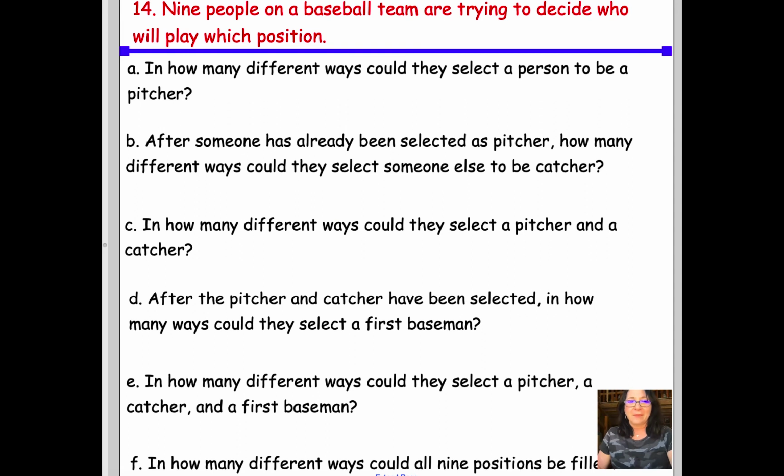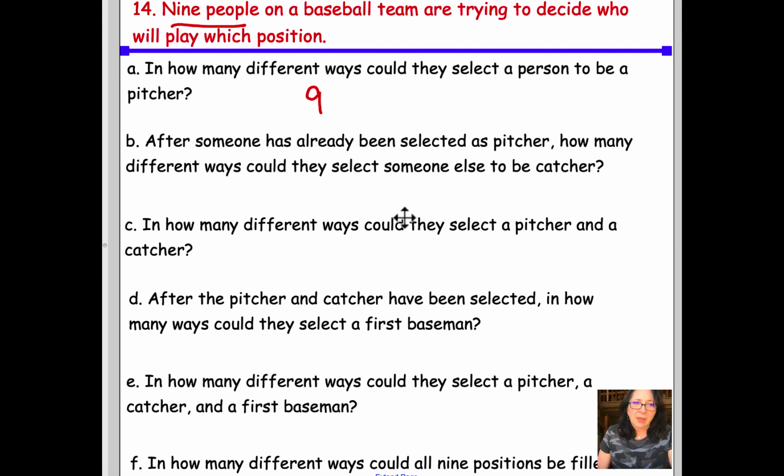Okay. This is a great question. We've got baseball teams, and 9 people are on a baseball team, and we're trying to decide who's going to play what position. Now, out of 9 people on a baseball team, how many different ways can I select the person to be a pitcher? Well, there's 9. Okay. 9 different people, 9 ways.